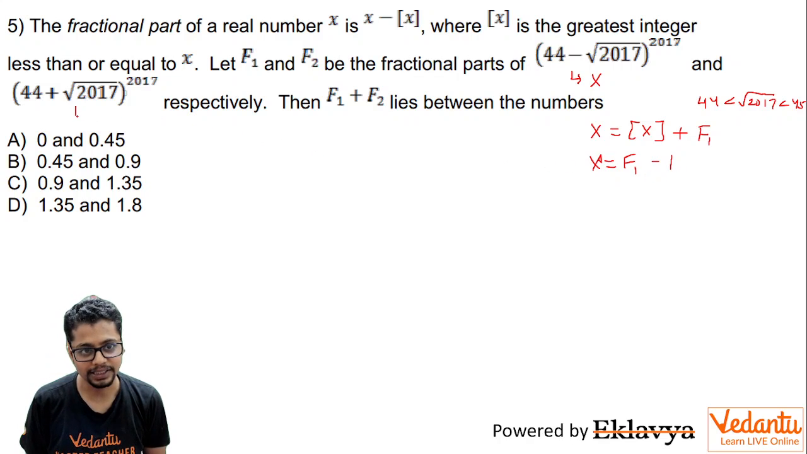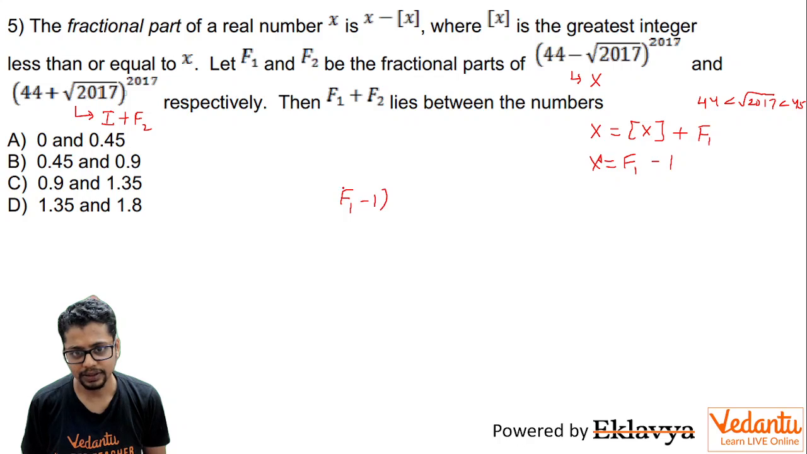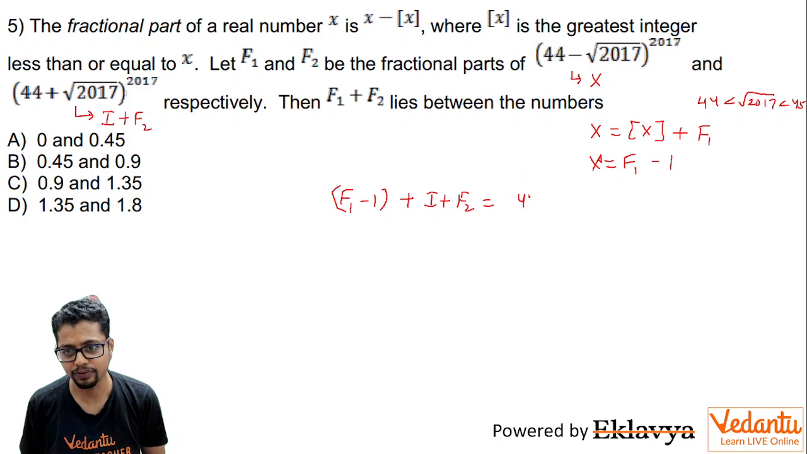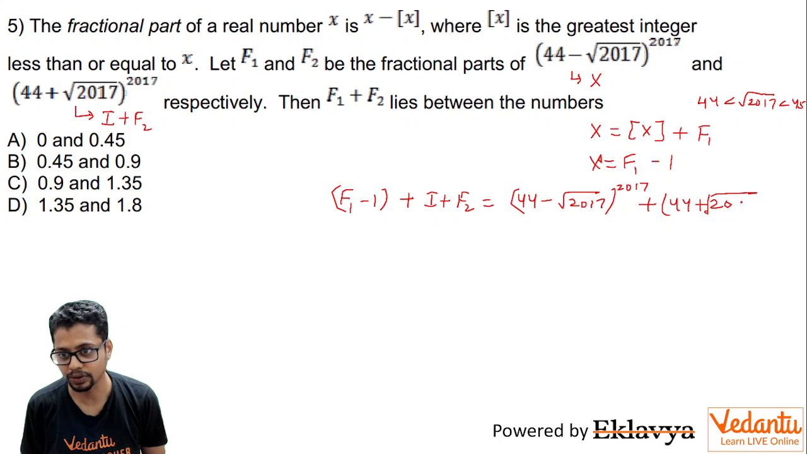And this other expression, let me write as its integer part, plus its fractional part, which is f2. So if you add the two, you get f1 minus 1 plus I plus f2, which is equal to (44 minus root 2017) to the power 2017 plus (44 plus root 2017) to the power 2017.